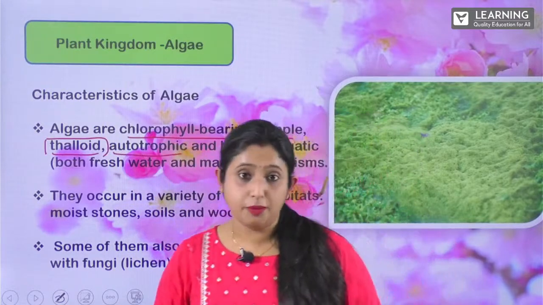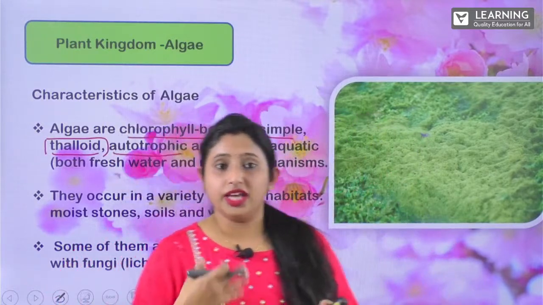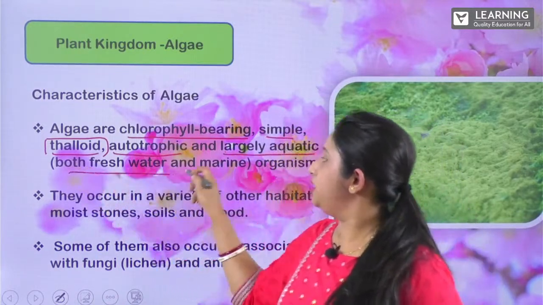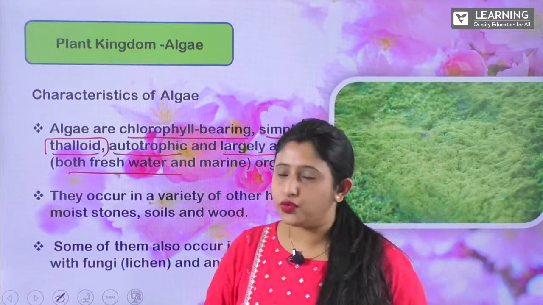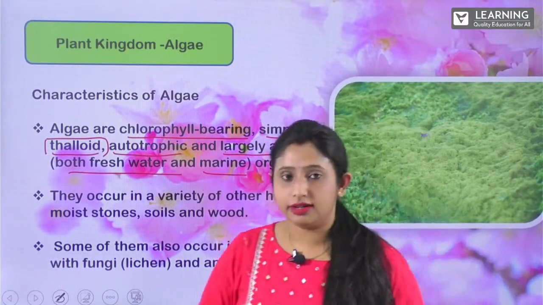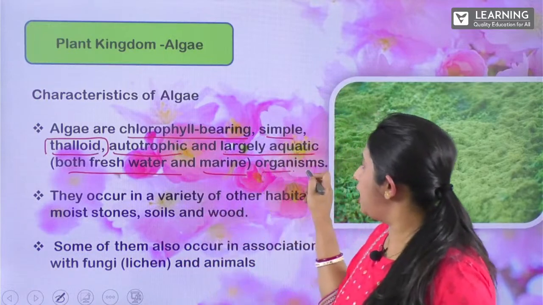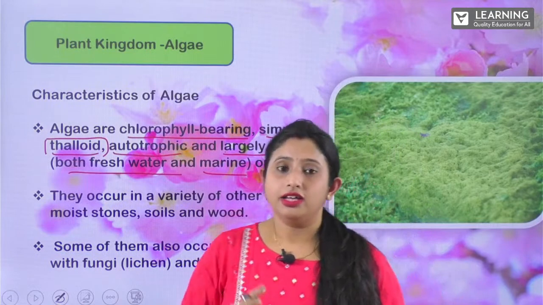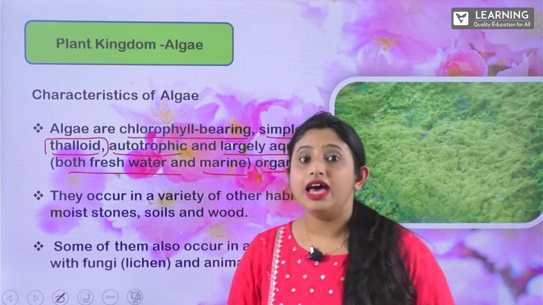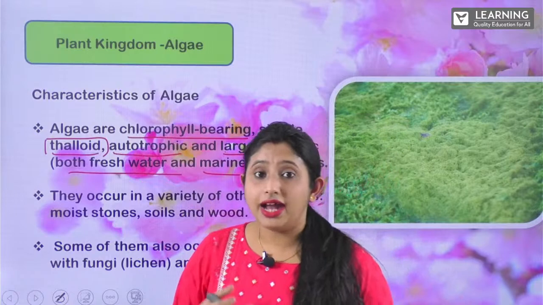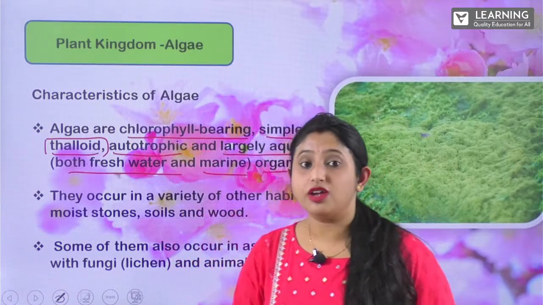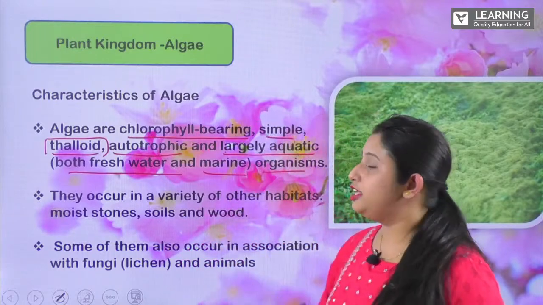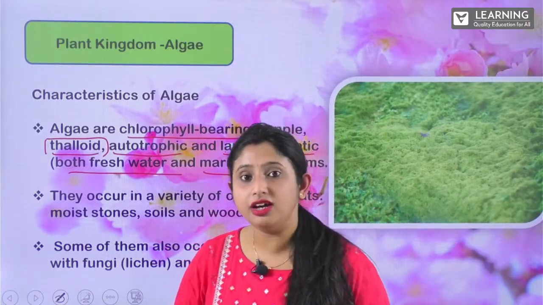And they are autotrophic. Yes, you know that they can prepare their own food, isn't it? So they are autotrophic. Yes, and they are largely aquatic. They live in both fresh water as well as marine water. Clear? So they are aquatic organisms. So what are these algae? They have chlorophyll. They are simple. They are thalloid and they are autotrophic organisms. And what is their habitat, where do they live? Yes, they live in water, fresh water or marine.